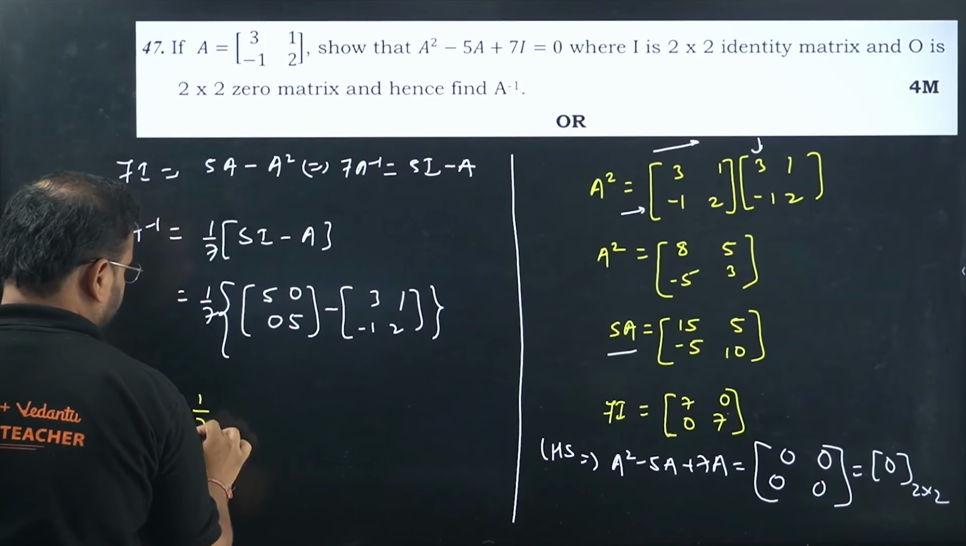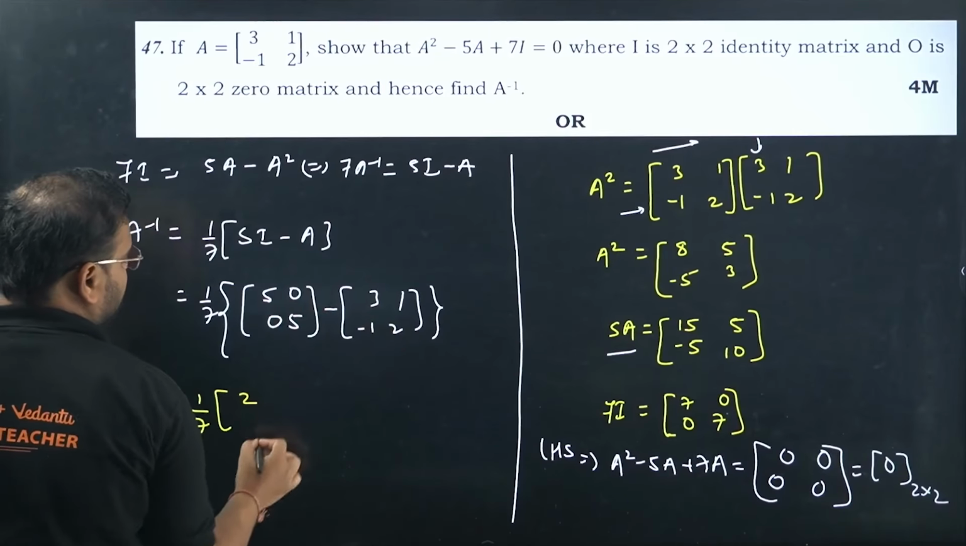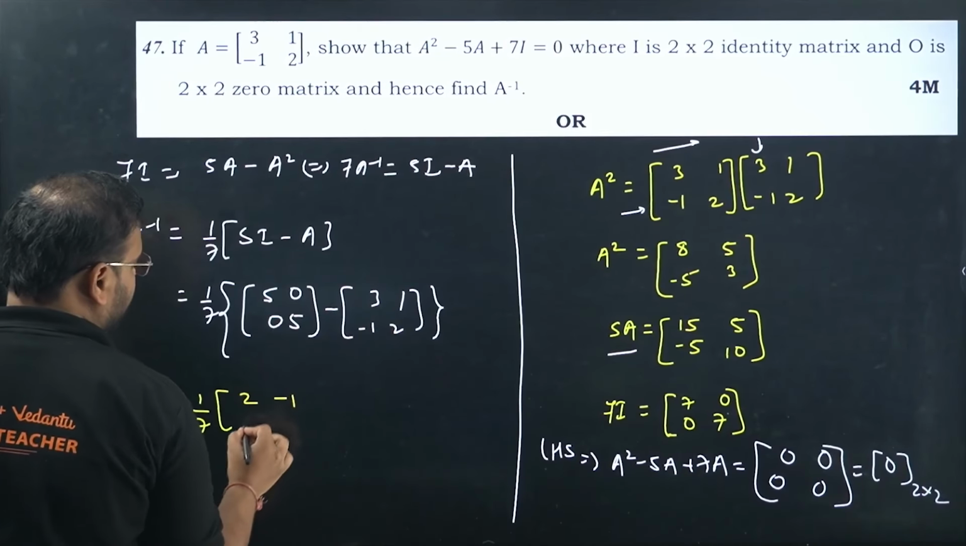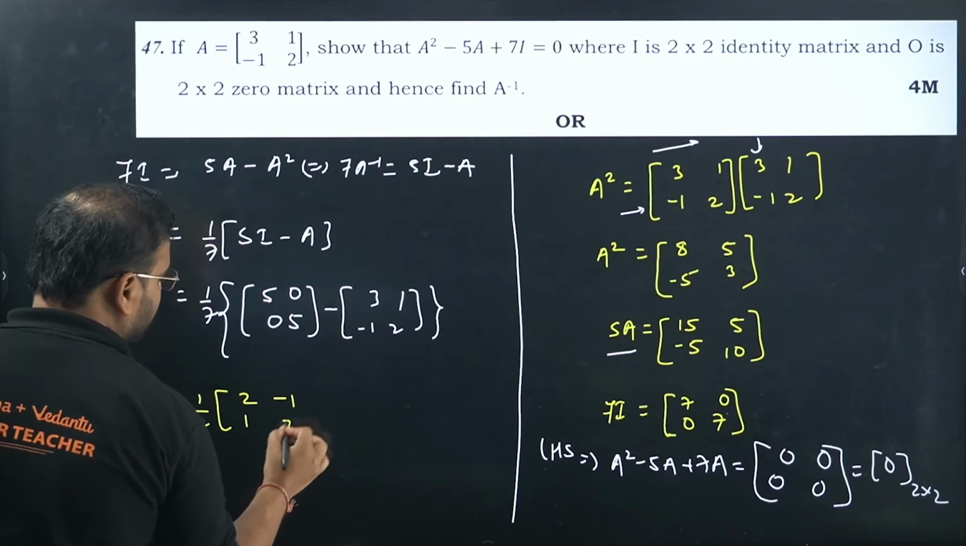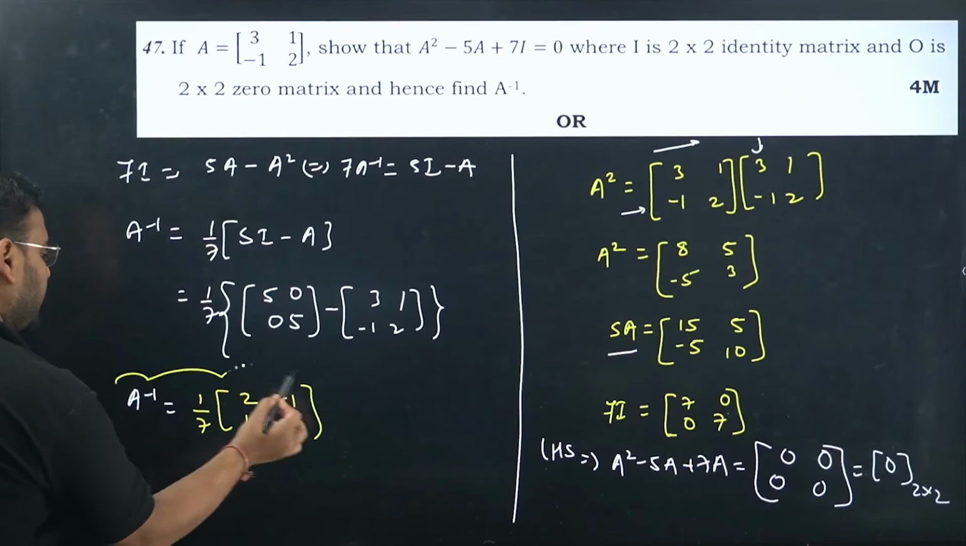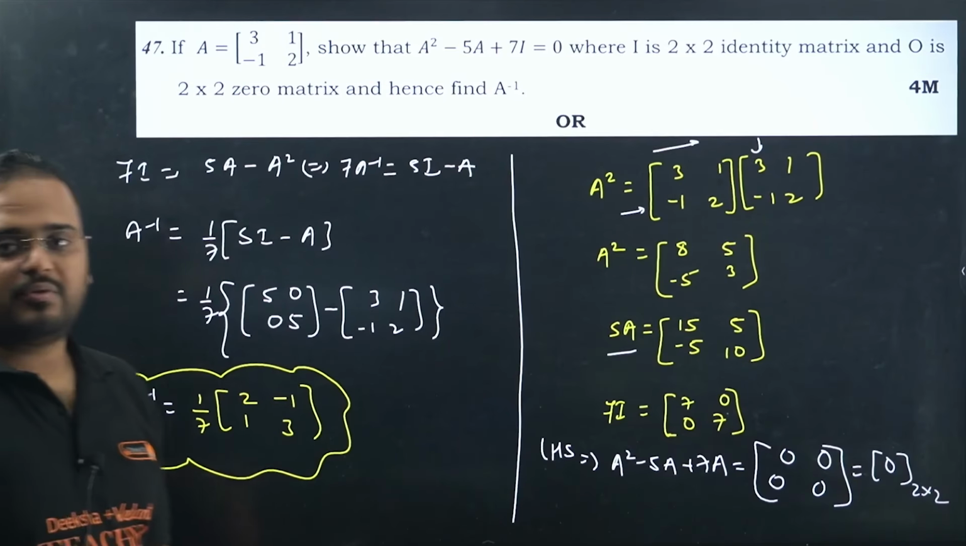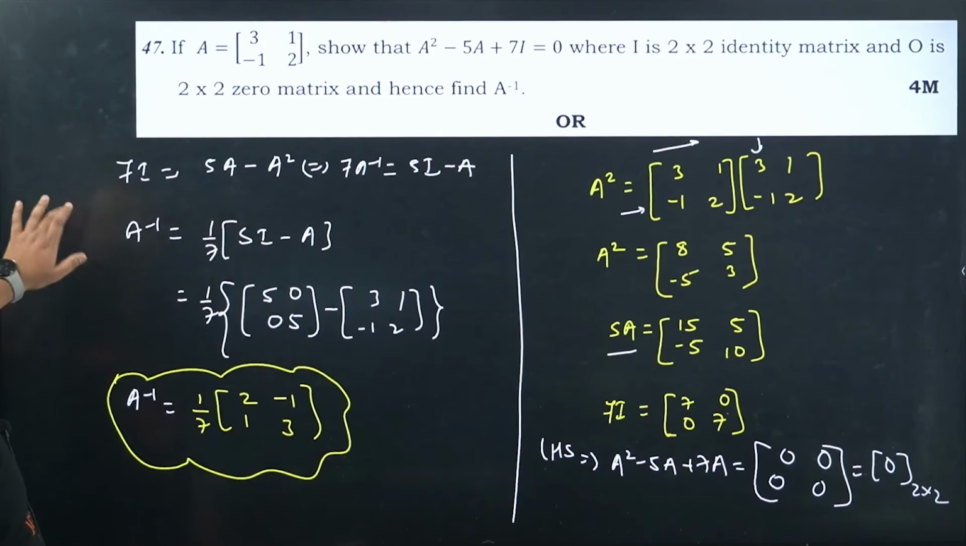1 by 7. 5 minus 3 is 2. 0 minus 1 will be minus 1. 0 minus 1 will become plus 1. 5 minus 2 is again 3. That's my answer: [2, minus 1; 1, 3]. Got it. So 47 is also done for the first part.